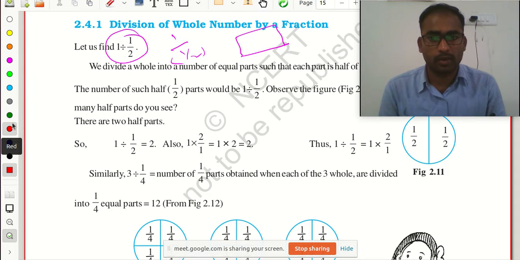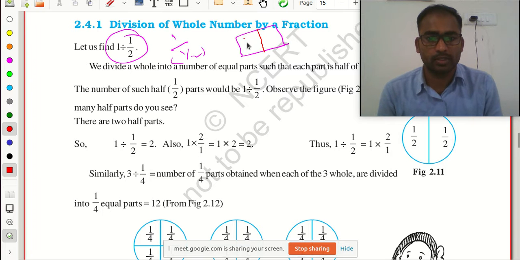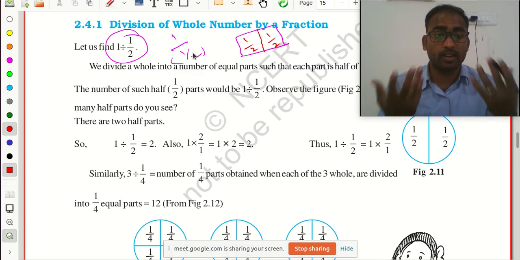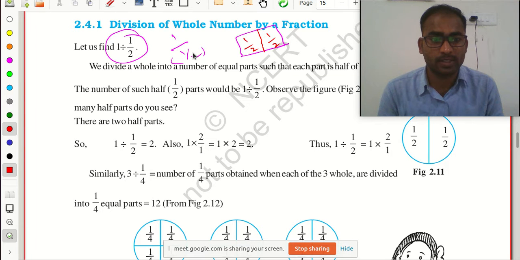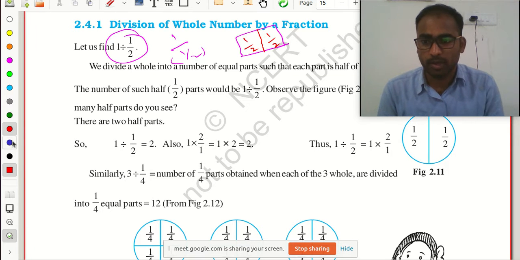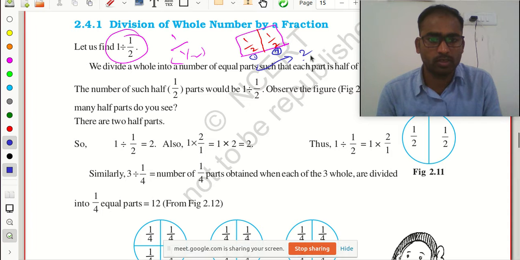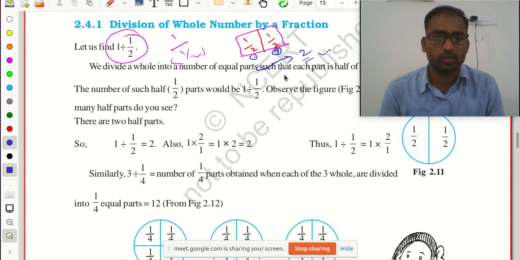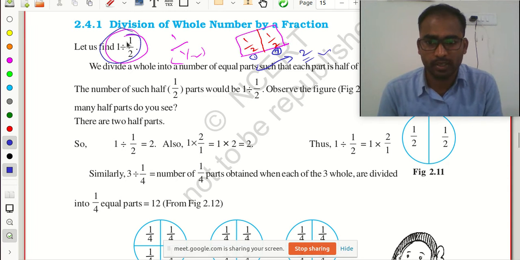Now I want to make it into halves. This is a half, and this is a half. Then how many half parts are here? This is 1, this is 2. So the number of half parts is 2, which means I should get the answer 2.